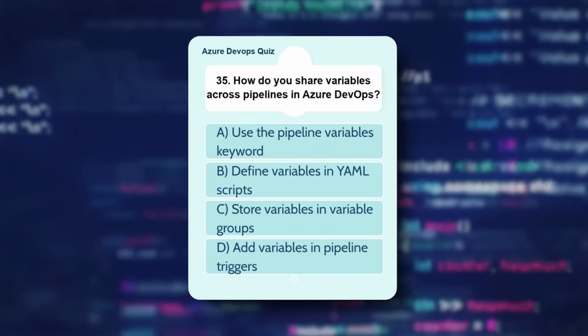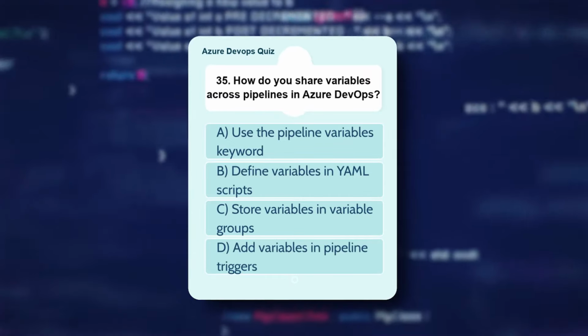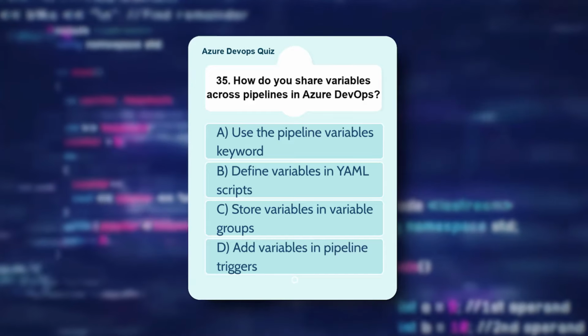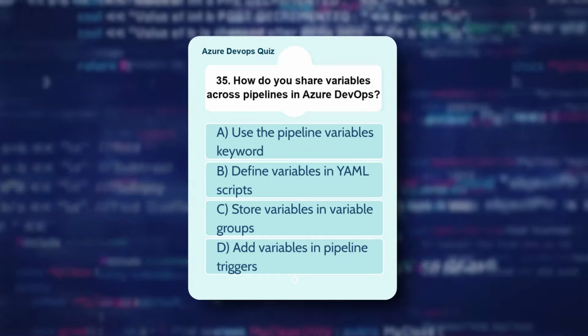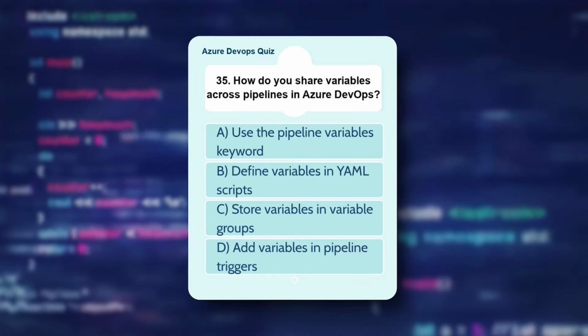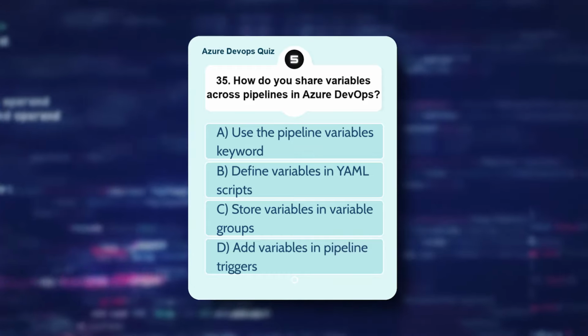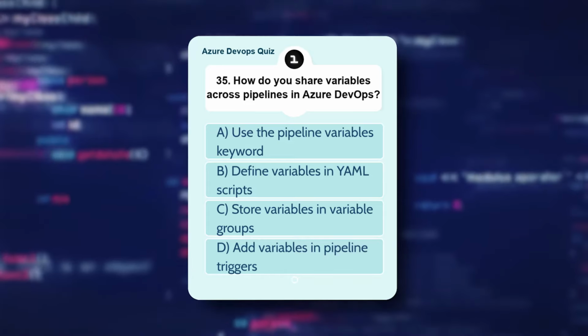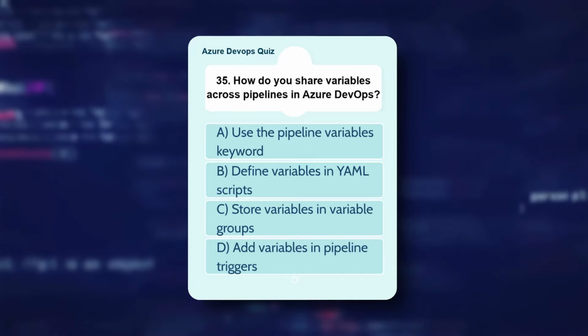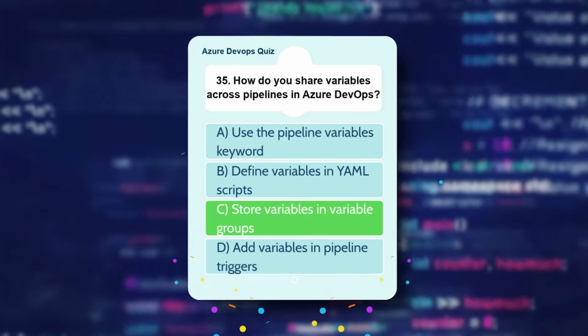35. How do you share variables across pipelines in Azure DevOps? A. Use the pipeline variables keyword. B. Define variables in YAML scripts. C. Store variables in variable groups. D. Add variables in pipeline triggers. Answer: C. Store variables in variable groups.